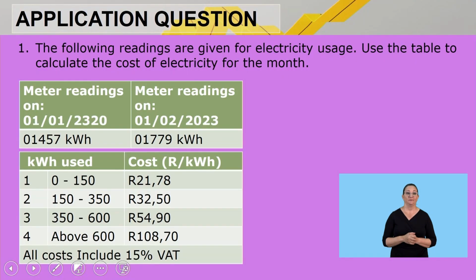Welcome back, and we are still on our topic for the day, which is tariff systems, and now we are going to be looking at the application questions. Now, we are given the following readings for the electricity usage. Use the table to calculate the cost of electricity for a month.